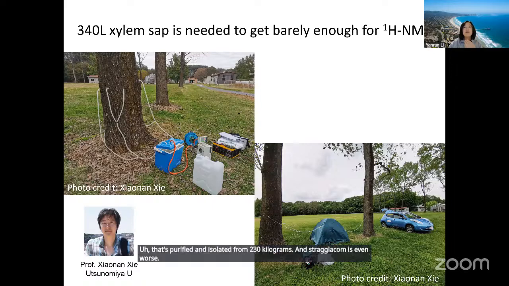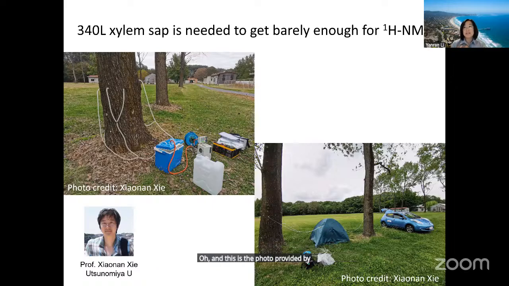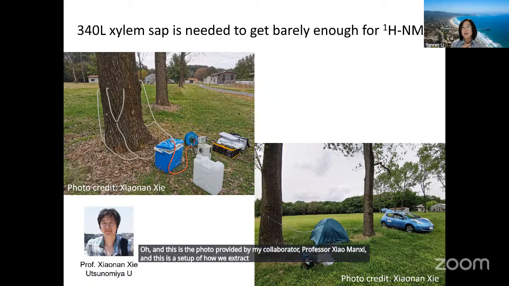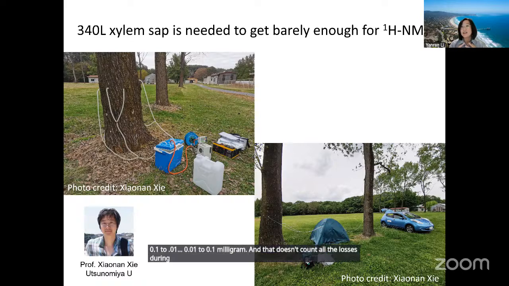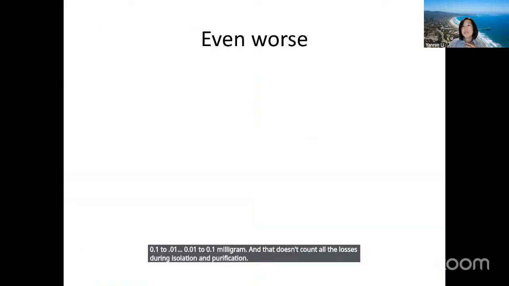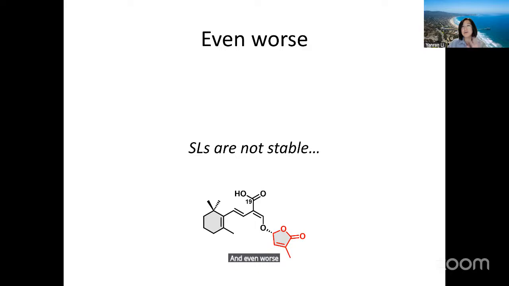This is a photo provided by my collaborator, Professor Xiaonan Xi. This is a setup of how we extract the xylem sap from poplar. Through a calculation, at least 340 liters of xylem sap is needed to get barely enough for NMR, which means 0.01 to 0.1 milligram. And that doesn't count all the losses during isolation and purification. And even worse, strigolactone is not stable, as you can see from this structure.